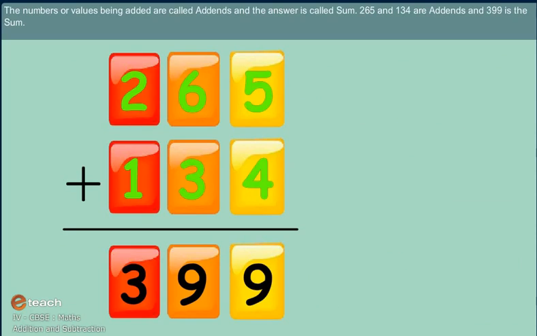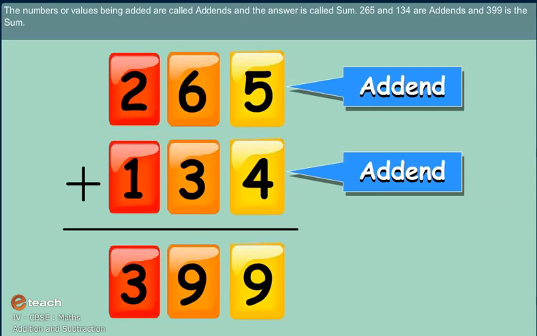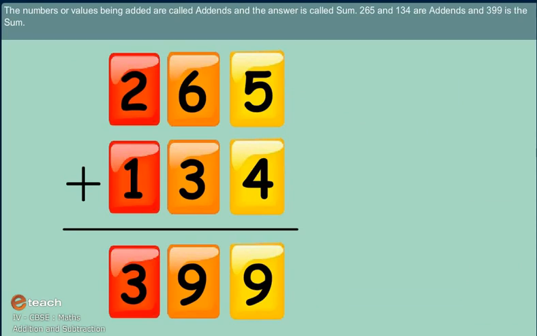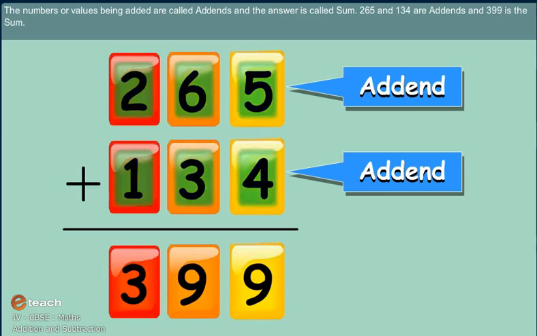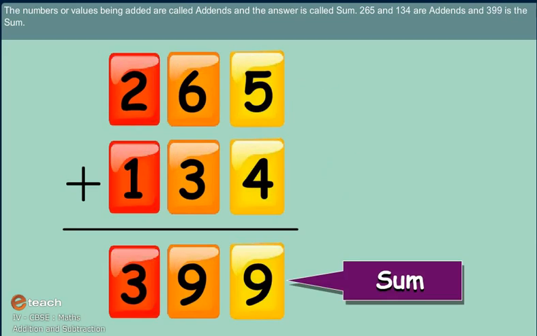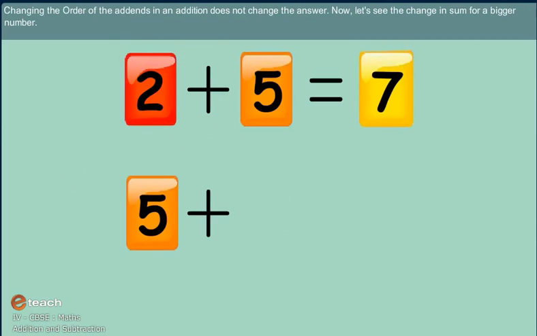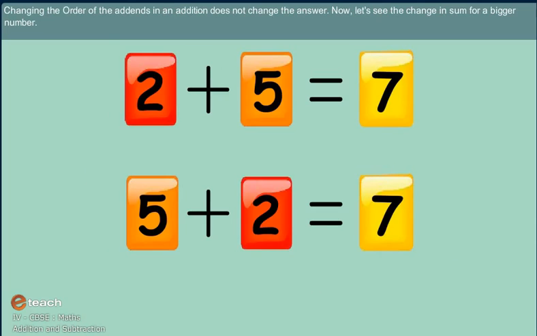The numbers or values being added are called addends and the answer is called the sum. 265 and 134 are addends and 399 is the sum. Changing the order of the addends in an addition sum does not change the answer.